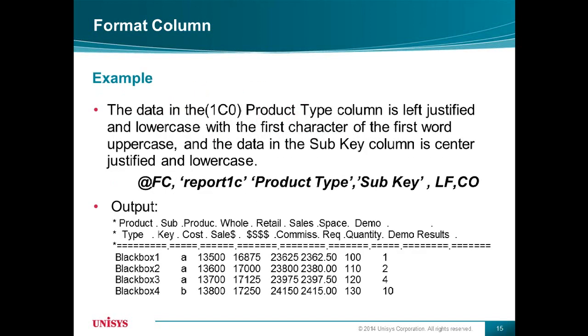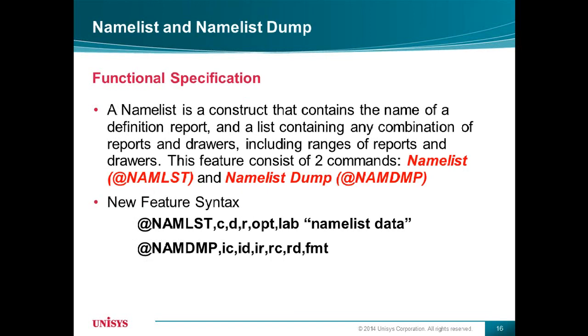The next slide will show the sample that modifies the output with the proper formatting, and it will show the output in the requested format. For instance, we are changing the formatting of the product key and sub key. The first one, we are left aligning the product type and making the first character uppercase. And the next one, we are aligning it to the center and making it lowercase. With that, we'll go to the next slide.